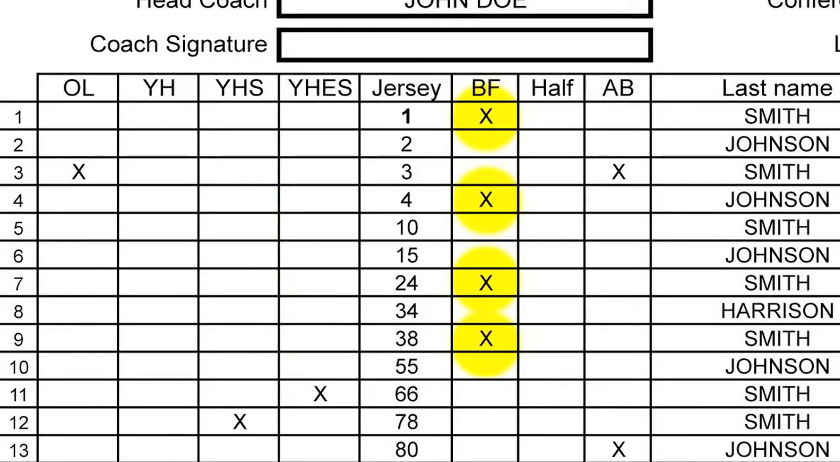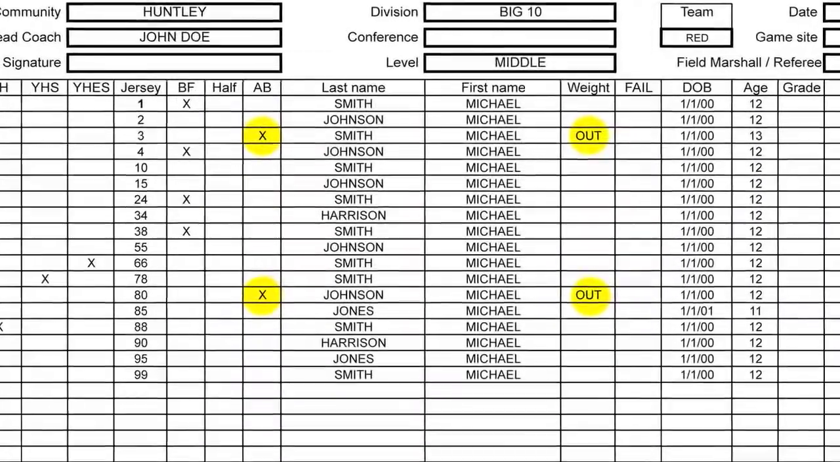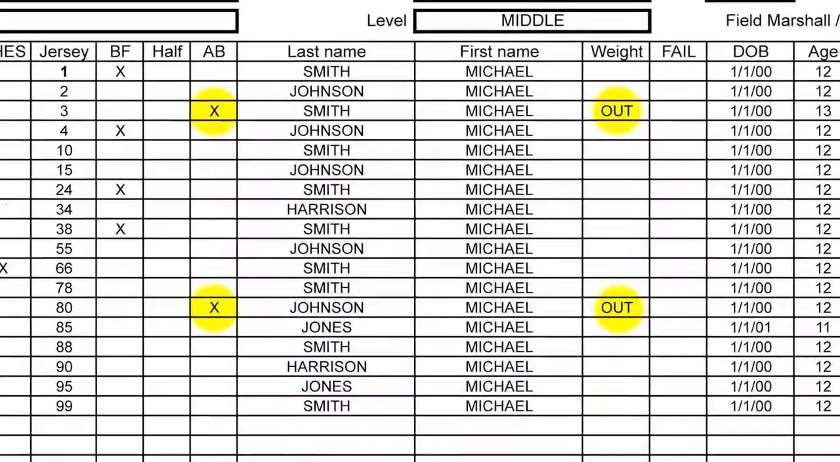Your backfield, all 4 players need to be designated on the roster. Older, lighter, younger, heavier, and the exceptions, mark it. If a kid is sick, if he's going to be absent for whatever reason, mark it on the roster. The roster is shared amongst the teams, the officials, anyone involved with the league can review that roster to determine just exactly how that game was set up.